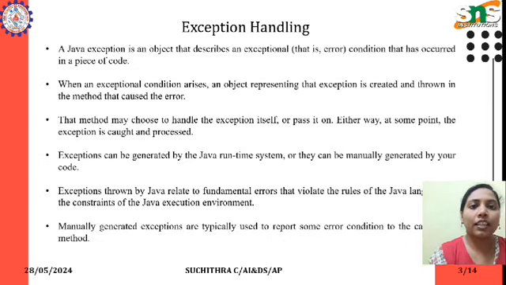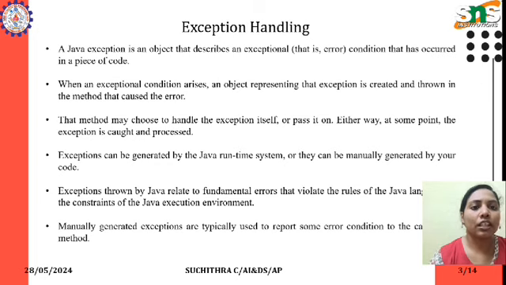A Java exception is an object that describes an exceptional, that is error, condition that has occurred in a piece of code. When an exception condition arises, an object representing that exception is created and thrown in the method that caused the error. That method may choose to handle the exception itself or pass it on. Either way, at some point the exception is caught and processed.